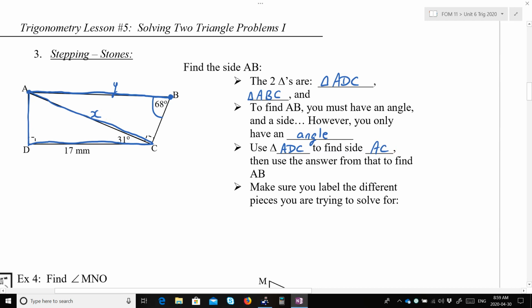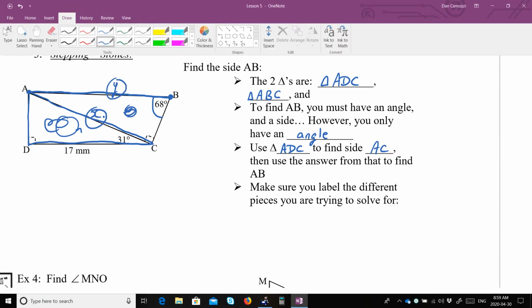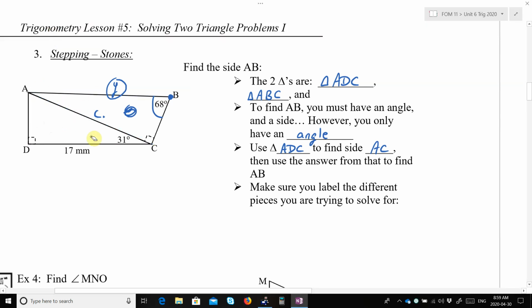So that's why it's called a stepping stone. We kind of work in this triangle here. First we get X, and then we move from that step to working in here to then getting Y. Okay, so that's the plan of attack. So we're going to start in this triangle.